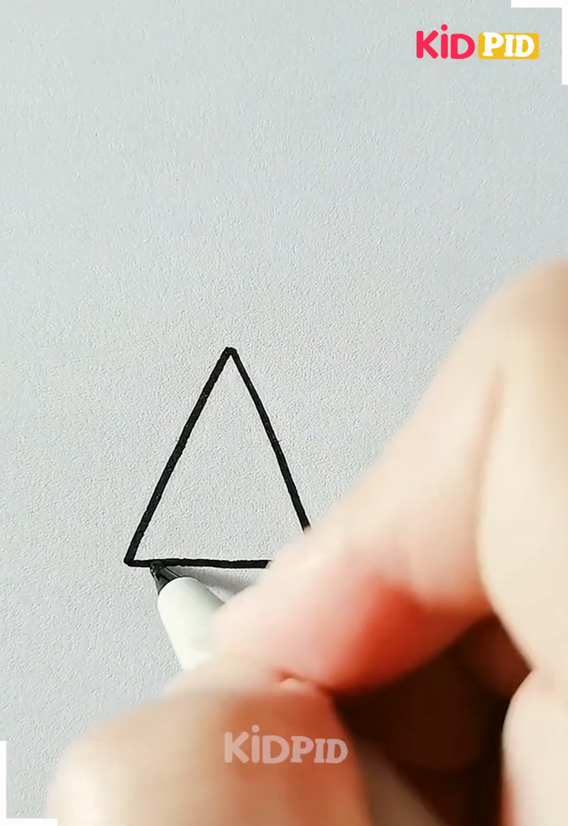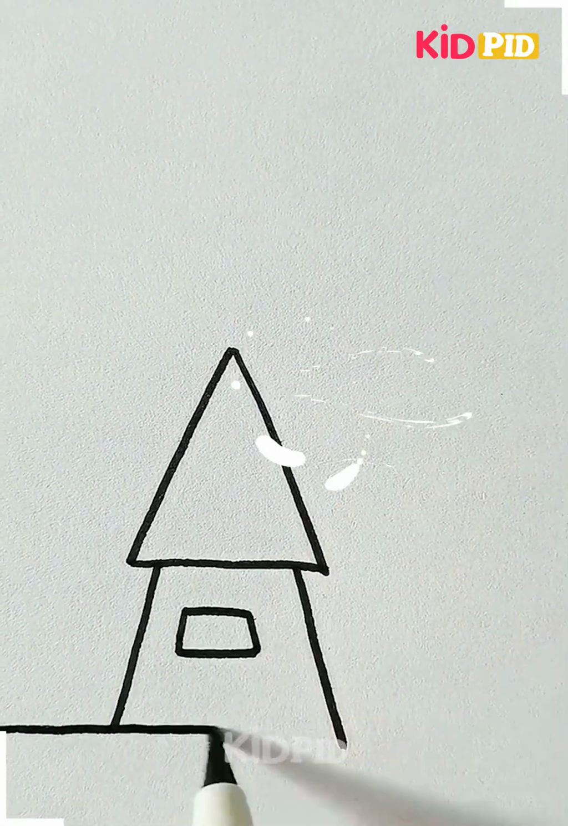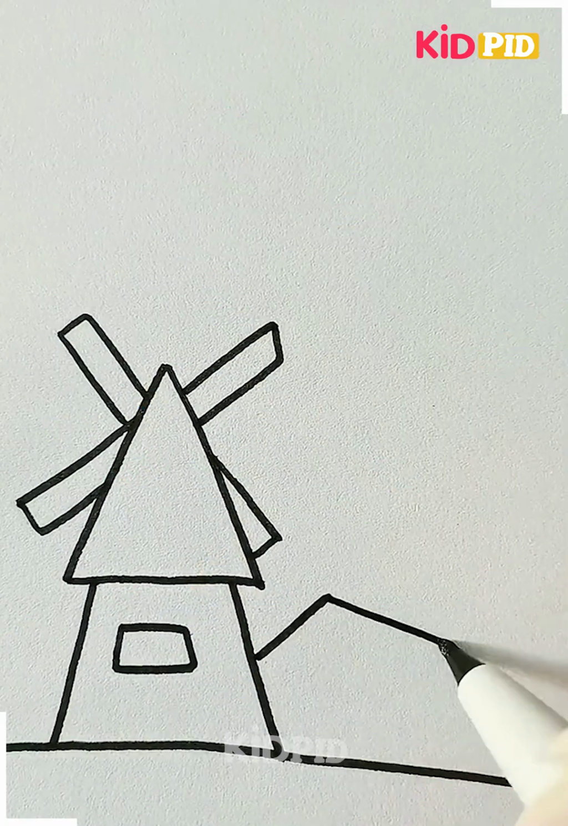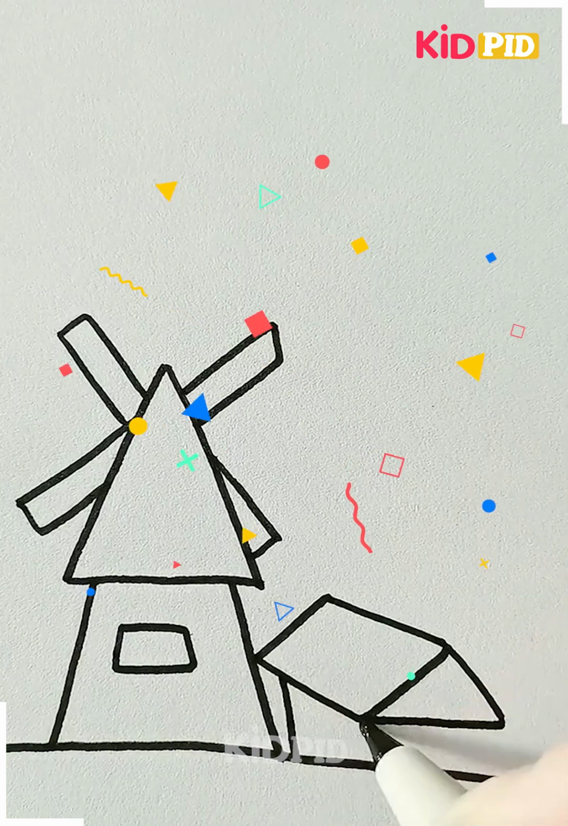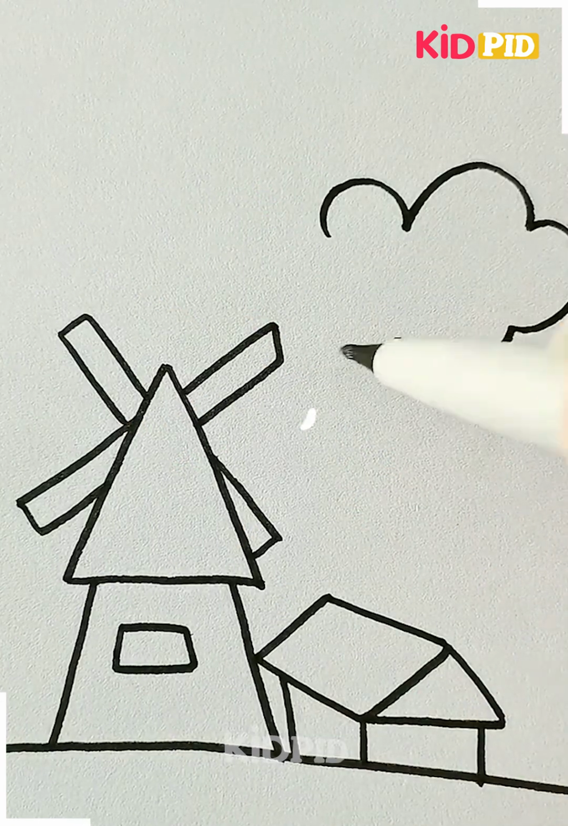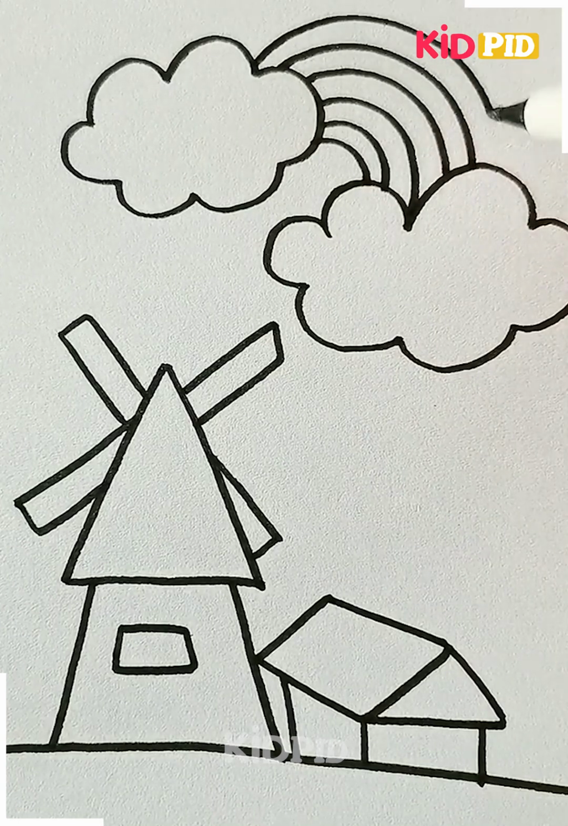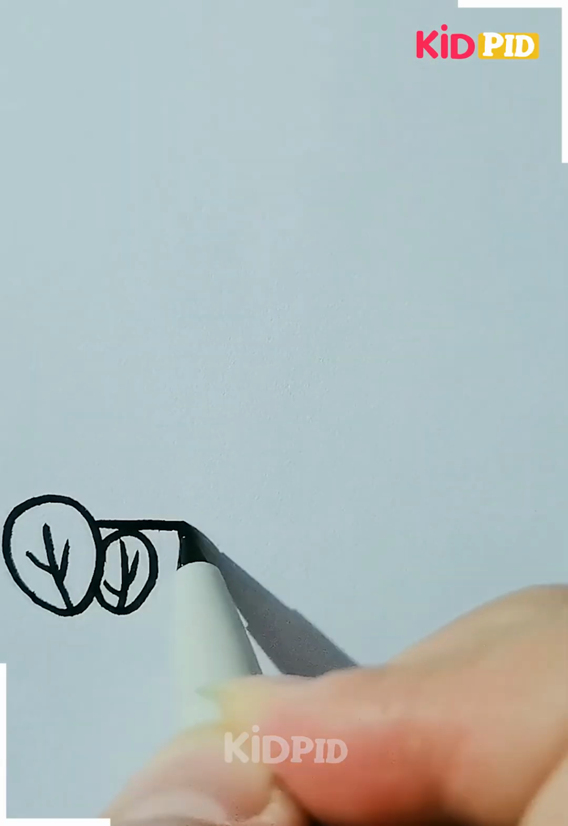Next we are making a house with a fan, and beside that we are making a small house, and after that when we are done we are making some clouds in the sky, and then you can add more detailing if you want. We have also added a rainbow and it's done. Let's move ahead to our next drawing.